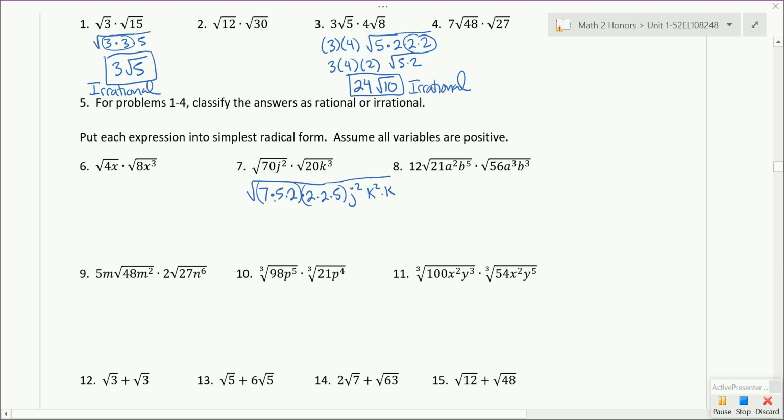I'm looking for pairs. I got a pair of 5's here, and a pair of 2's. So I am going to have 2 times 5, take the square root of those. I got j and a k. Those leave the square root, and what's left behind is the 7 times 2 times k. So we end up with an answer 10jk square root 14k.